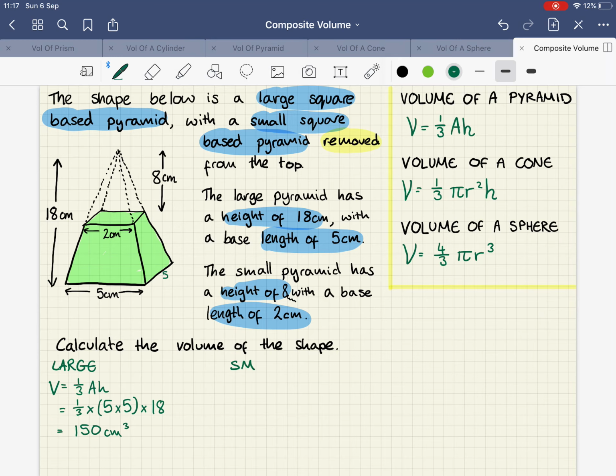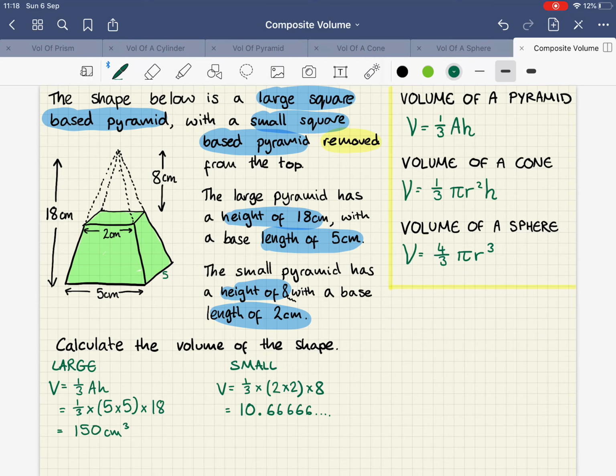So then I want to find out the volume of my small one. In my small one, I'm told that the base length is 2 centimeters. So all the sides are going to be 2 because it's a square. And the height of it is 8. So multiplying that together, that gets me 10.66666, and that goes on forever.